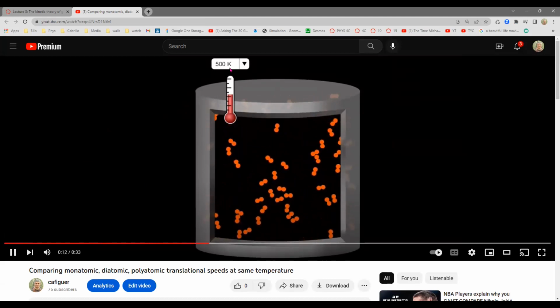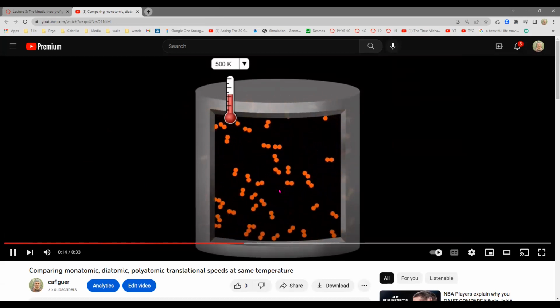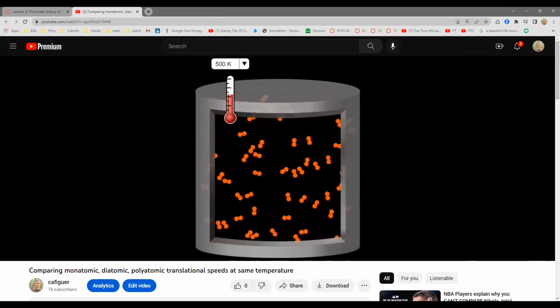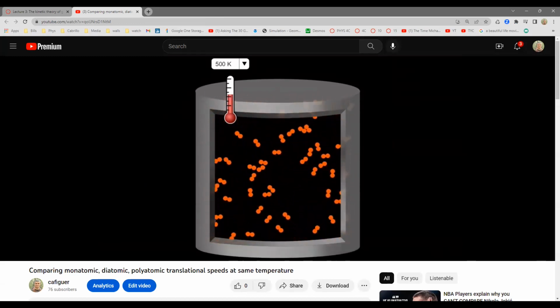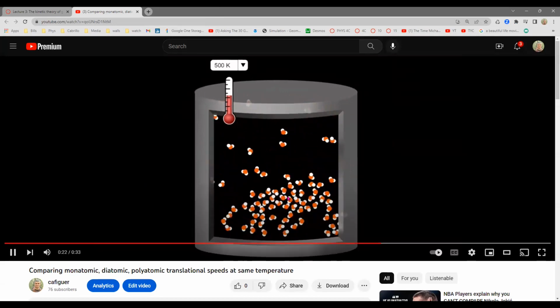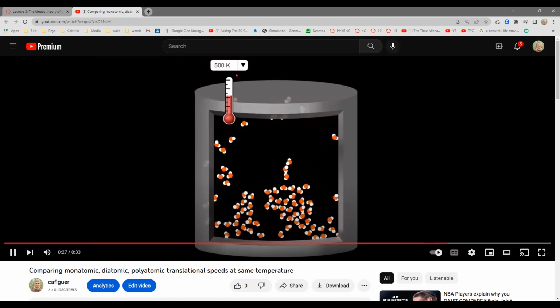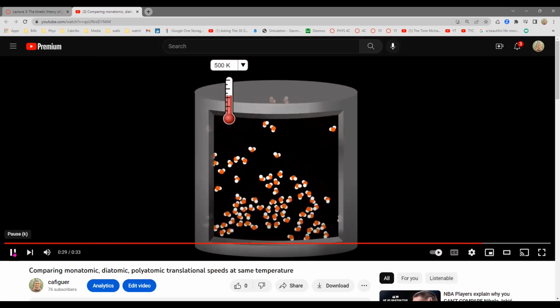Now look at the diatomic, same temperature. See how they're moving slower? Because they get less translational. Now look at polyatomic. They're slightly moving slower, even though the temperature is the same.